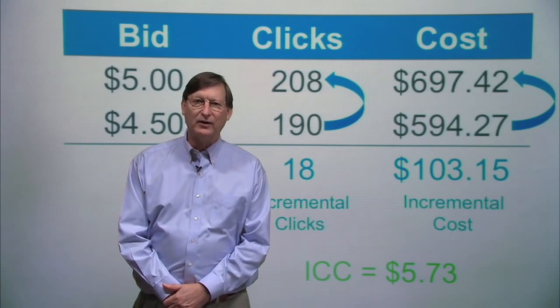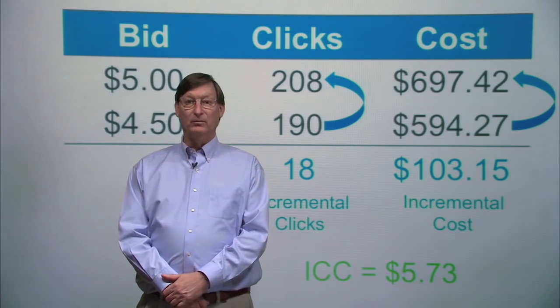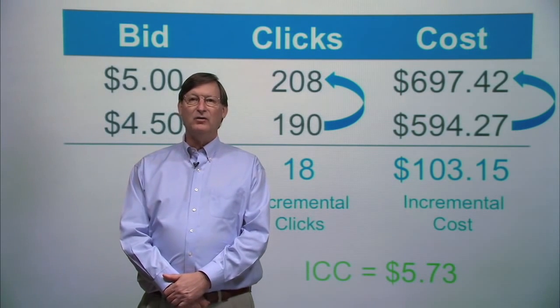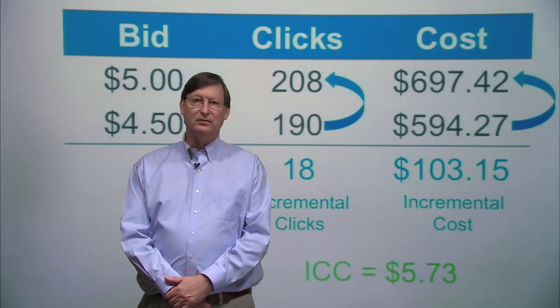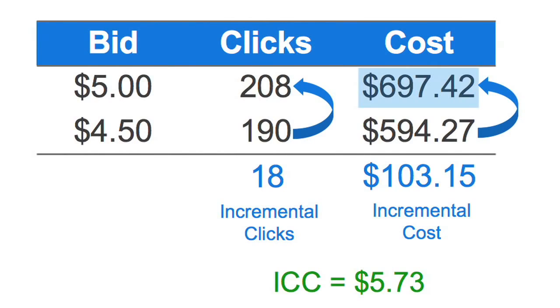Let's go over how we calculate the ICC for a given bid. To start, we take the estimated total cost for that bid. For a $5 bid, that's $697.42. Then subtract total cost at the next lowest bid. In our example, the next lowest bid is $4.50 with a total cost of $594.27. The difference between these two numbers is $103.15.